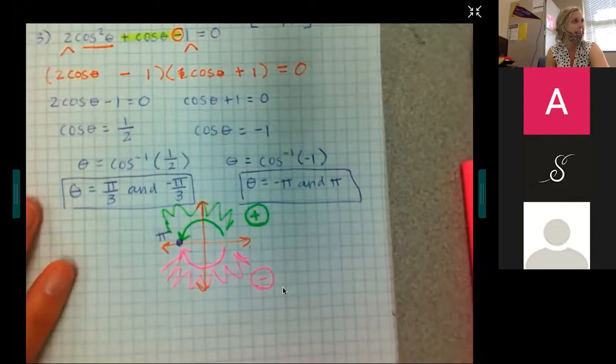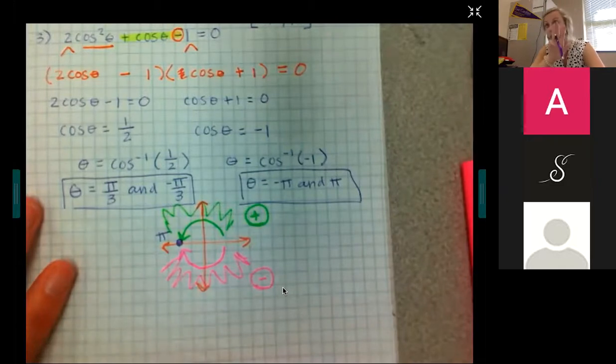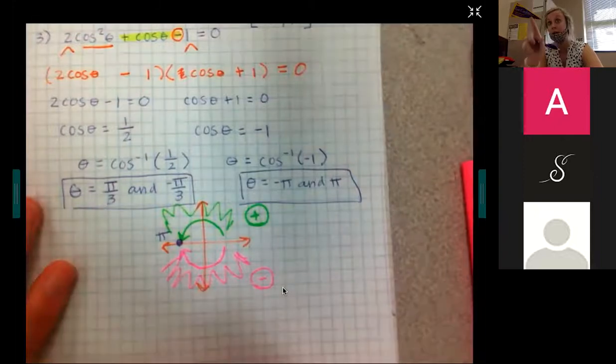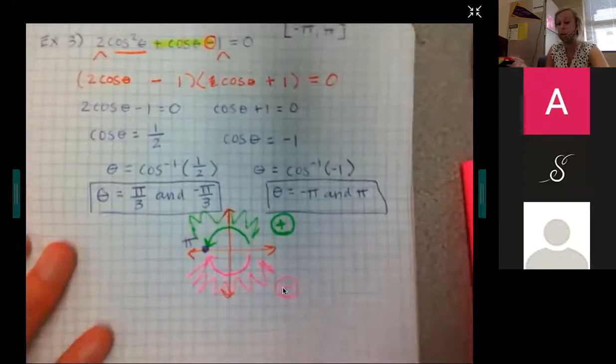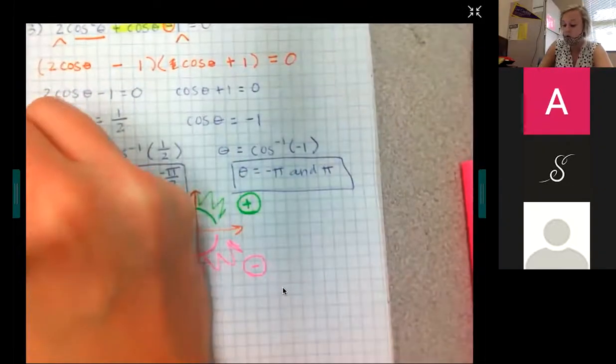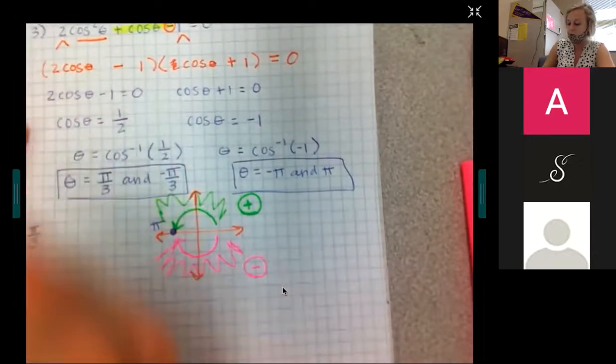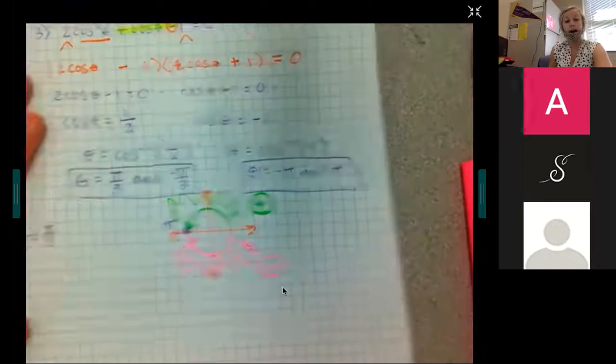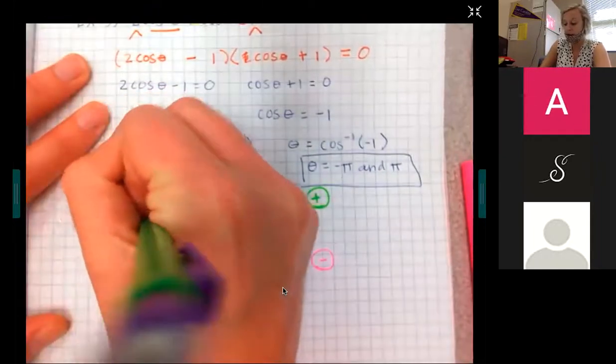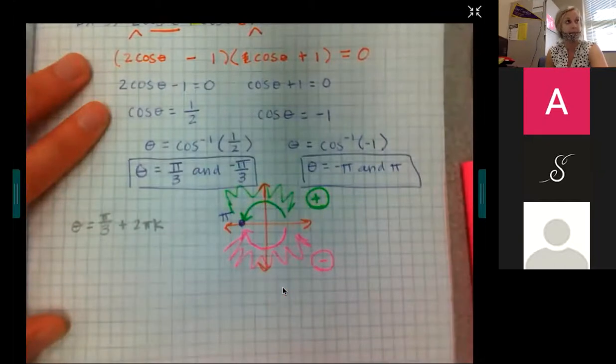Do you? Good, Kevin. Extra credit. You actually only need 3 general solutions. Remember, general solutions are from 0 to 2 pi. So this is a challenging one. I'm just going to write it. So your general solutions are pi over 3 plus 2 pi k, because the period of cosine is 2 pi.